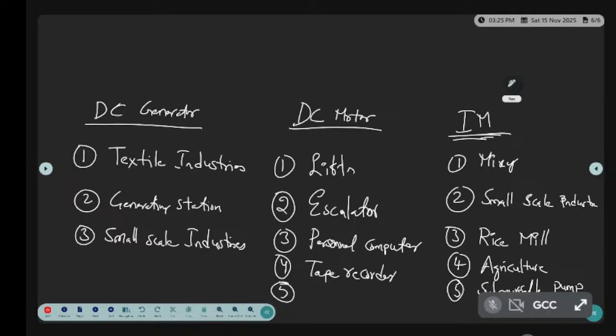So induction motor, this fan is also an induction motor. Fan is there, no? This is called an induction motor. An induction motor can be used as a fan. Okay? What is the technical name of this fan? Induction motor. You can write an induction motor application is fan.